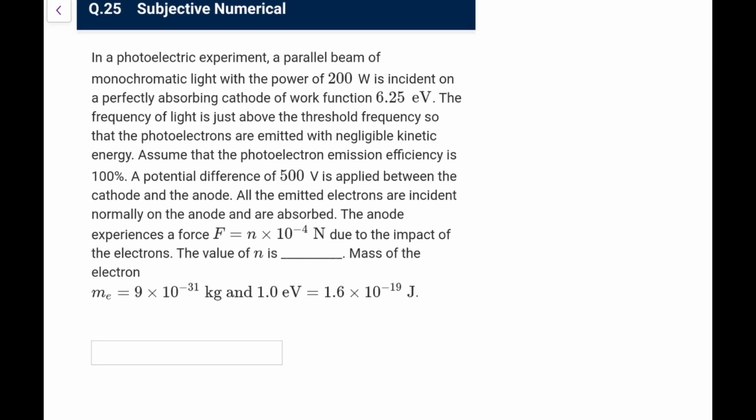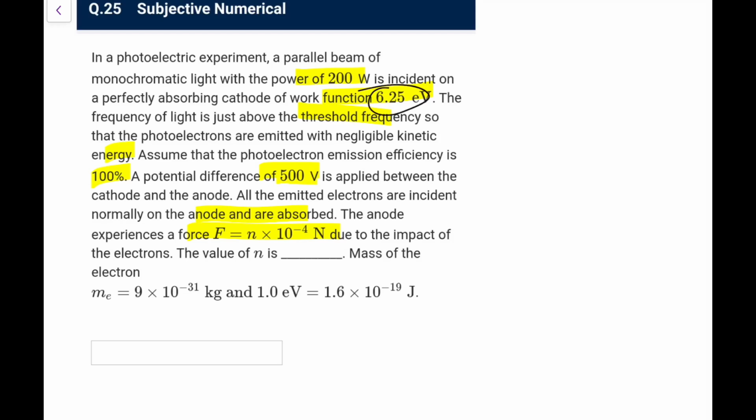Last one. In a photo experiment, a parallel beam of light with power 200 watt is incident on an absorbing cathode of given work function. Frequency of light is just above the threshold so that the photoelectrons are with 0 energy. You can assume an electron emission of 100%. Potential difference of 500 volt is applied between the cathode and the anode. All the electrons are incident normally and are absorbed by the anode. The anode experiences a force due to the impact of the electrons. The value of n is, now this is an interesting one.